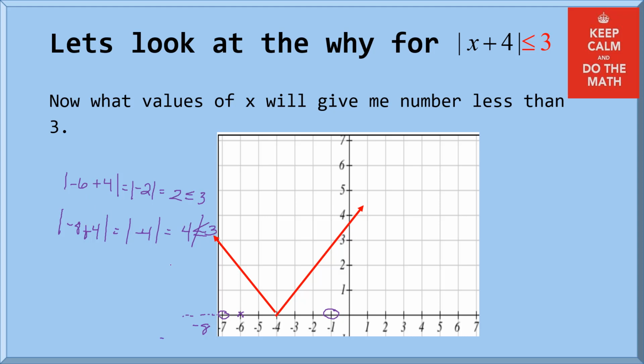Now let's take a look going the other way from -4. So we'll take, say, -3. We take the absolute value of -3 plus 4, because again, these are our x values. So -3 plus 4 gives me 1, and the absolute value of 1, of course, is 1. And 1 is less than or equal to 3.